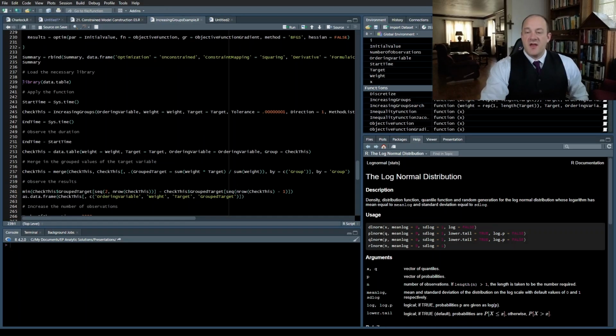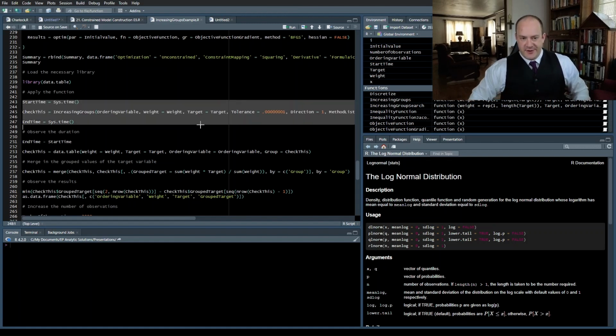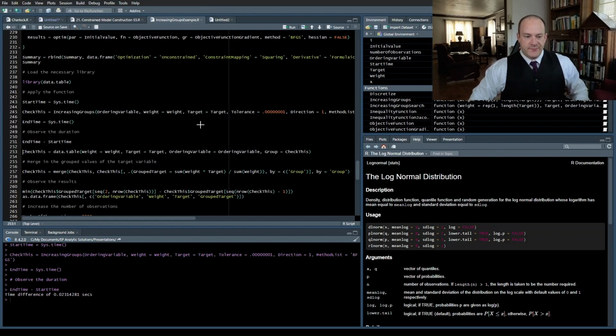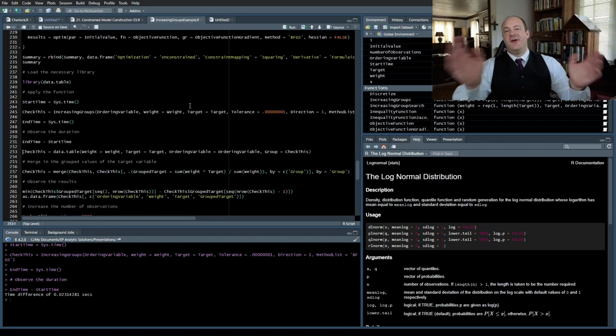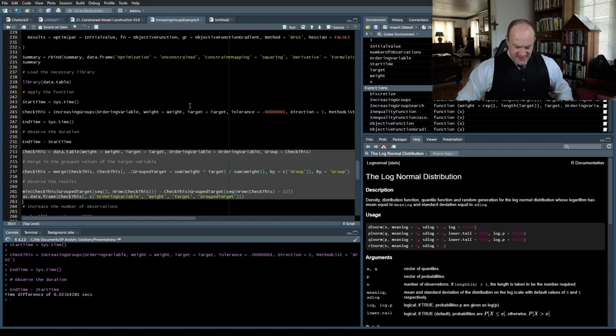Okay, with that in mind, we go back to RStudio, where we introduce the increasing groups function. What is this doing? It's performing the constraint optimization problem, everything we talked about. It uses the constraint mapping and sets up the problem appropriately. It iterates through, if the first time it doesn't give us perfectly increasing values. Then you can check to make sure things are the way they should be.